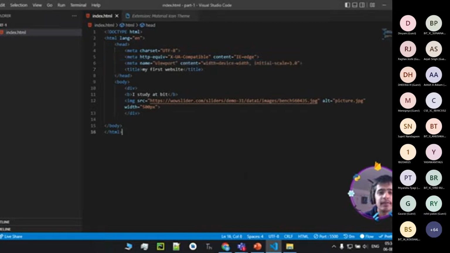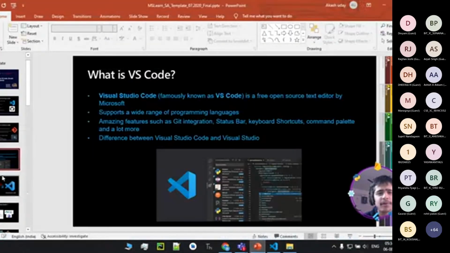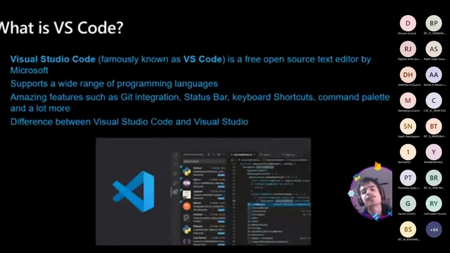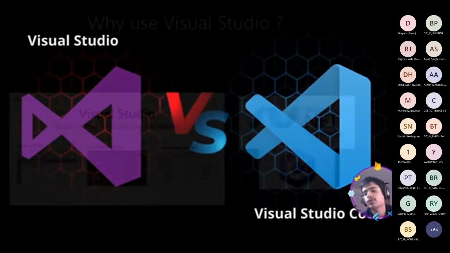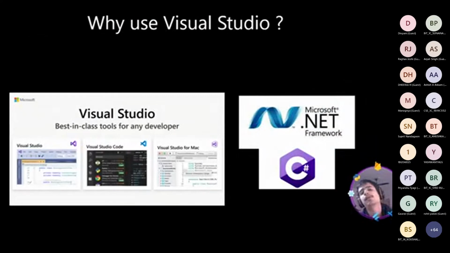So now that is done, I think we can see the difference between VS Code and Visual Studio once, and then we'll go to Git next. Visual Studio and Visual Studio Code. Fine. Why do we use Visual Studio Code? I specifically told you guys to download Visual Studio Code and not Visual Studio.